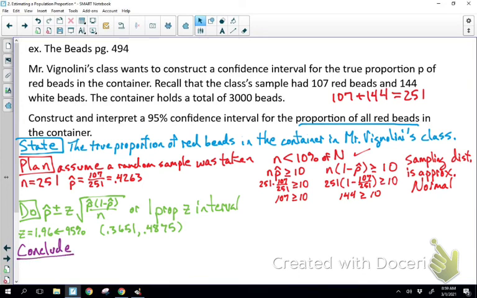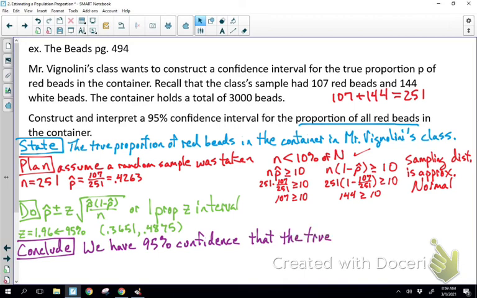So this is something you need to memorize. You lead with what's your confidence. We have 95% confidence in this case that the true proportion of red beads in the container. We already talked about the teacher's name, so I don't think you need to restate it. You can if you want.